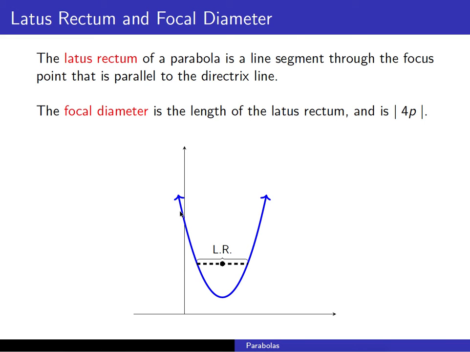So if this is our parabola, here's our focus point. Our latus rectum is going to go through the focus point, be parallel to the directrix line, and its length is going to be the absolute value of 4 times p.